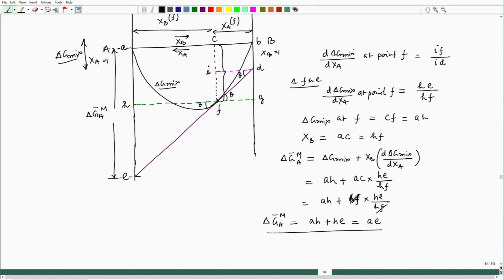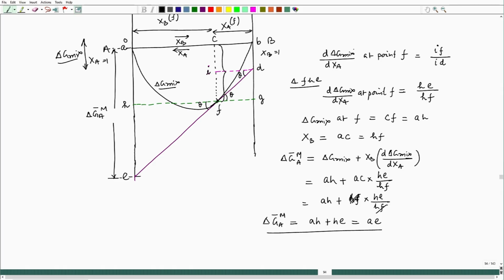Fine. So now you could see that when we draw a tangent at any point over delta G mix, the crossing point of that tangent with the pure A side, measured as a length starting from 0, gives the value. This is basically 0, because delta G mix at x A equal to 1 is nothing but 0. From there, if we draw that, it becomes delta G A bar M.